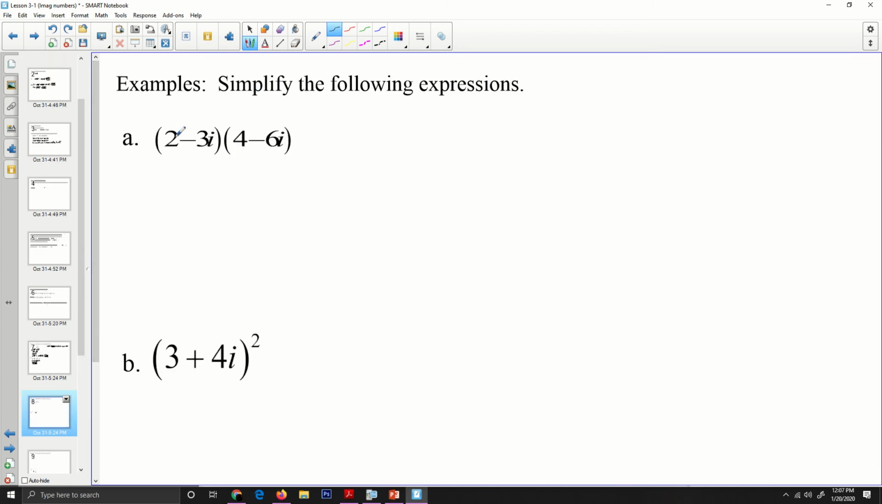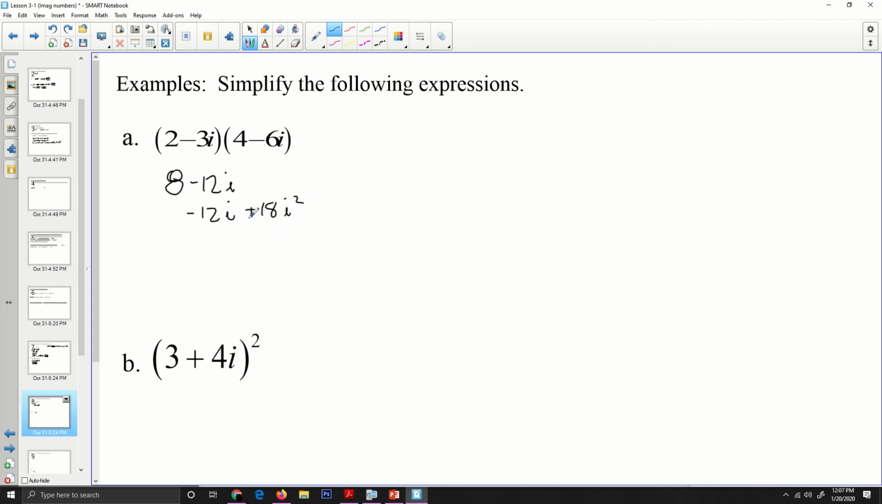Simplify the following expressions. If I am going to multiply, I have to distribute. So 2 times 4 is 8. 2 times -6i is -12i. -3i times 4 is also -12i. And then negative times a negative would be a positive. 3 times 6 is 18. i times i is i squared.